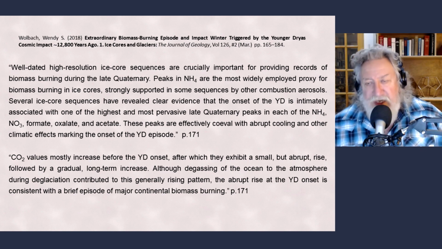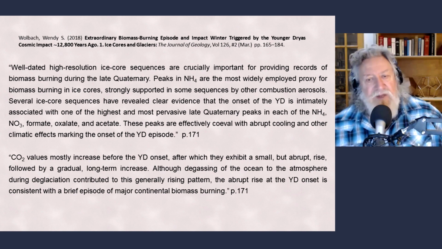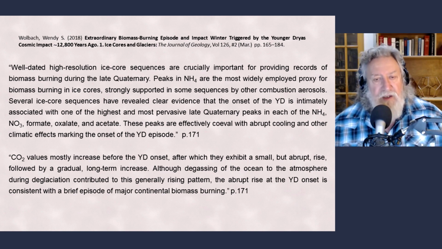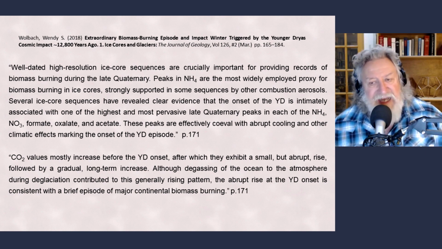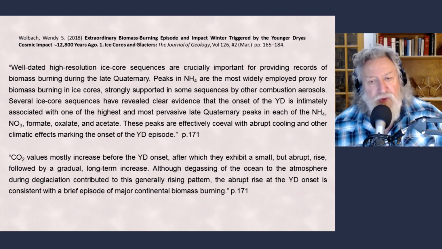Several ice core sequences have revealed clear evidence that the onset of the Younger Dryas is intimately associated with one of the highest and most pervasive late Quaternary peaks in each of the ammonium, nitrate, formate, oxalate, and acetate. These peaks are effectively coeval, meaning at the same time, with abrupt cooling and other climatic effects, marking the onset of the Younger Dryas episode.